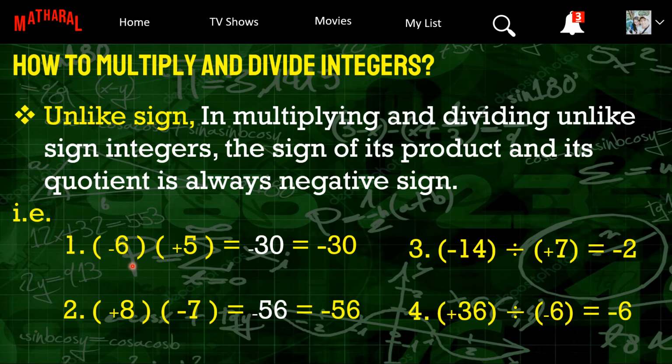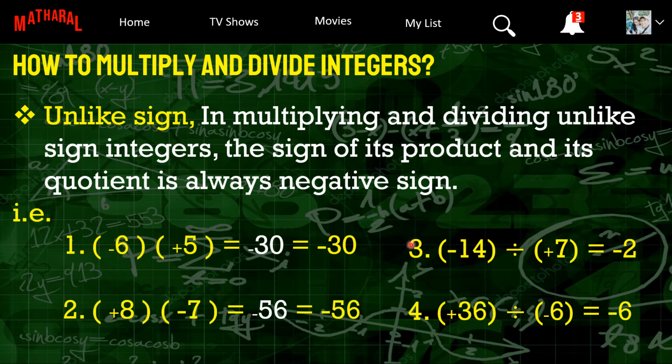So negative 6 times positive 5 is equal to negative 30. So the same concepts we've used on our previous slides. So negative 30 because they are unlike signs. One is negative and one is positive. So negative 30 is the answer. We're going to write it is the same as negative 30 itself. And for the second example, positive 8 times negative 7 is equal to negative 56. If we're going to rewrite it, it is the same as negative 56 as itself.